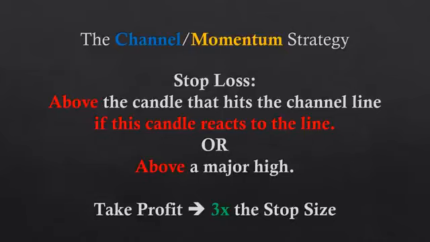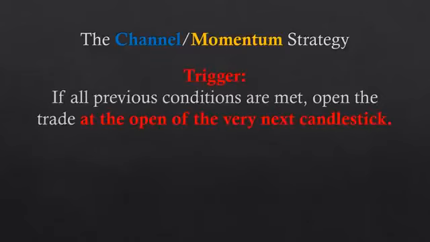The stop can also be placed above a previous major high. The target is based on the stop loss size, and it must always be 3 times as large as the stop. If all these conditions are met, you can trigger a short position at the open of the next candlestick.